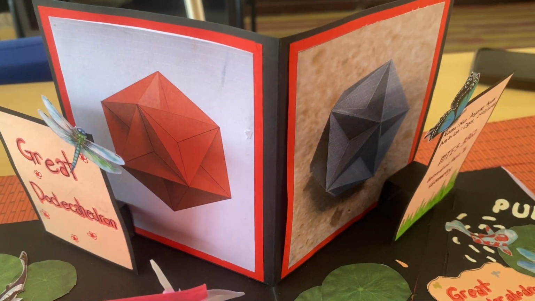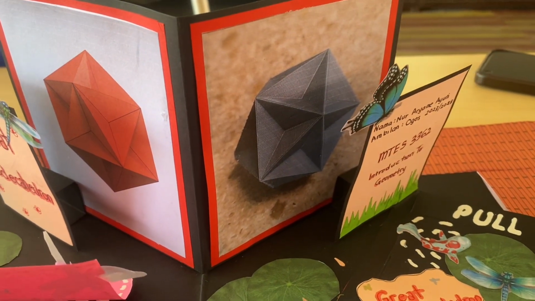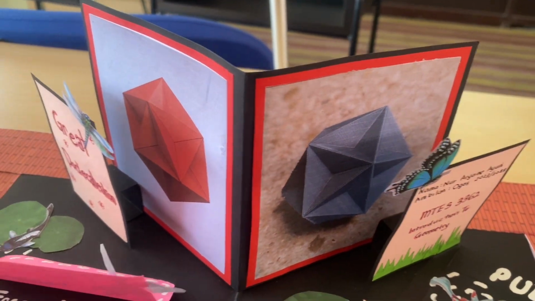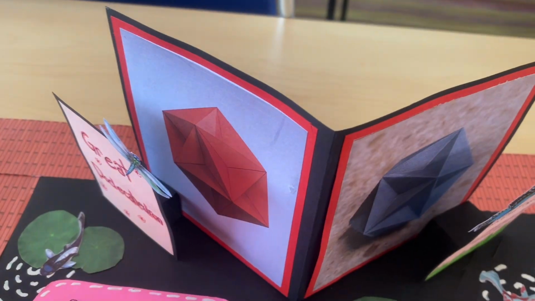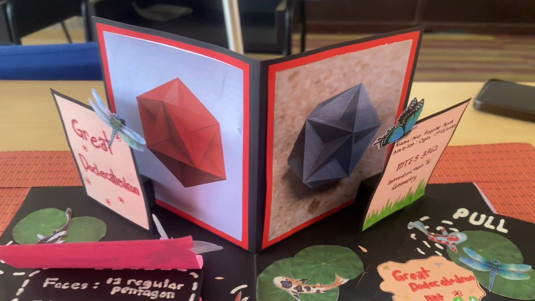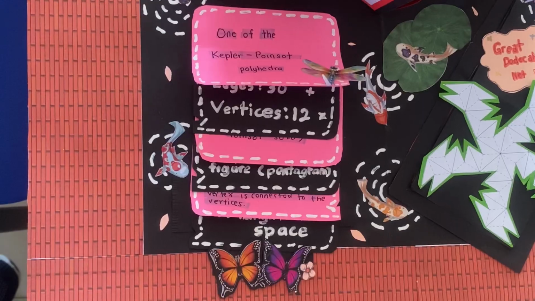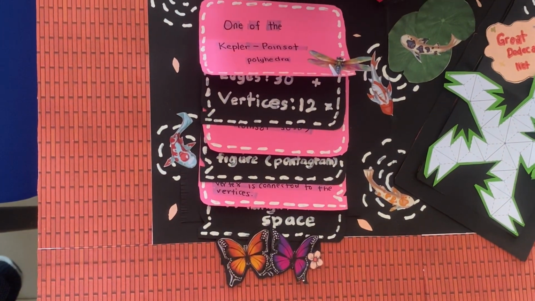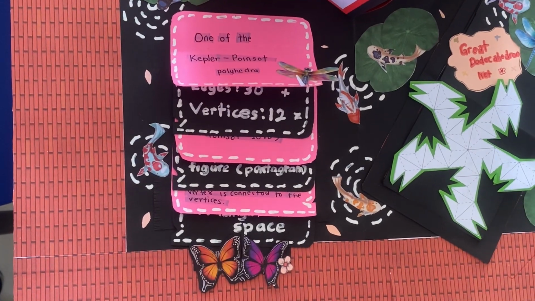Now, let's take a closer look at the structure of our pop-up book. We carefully designed it with three main interactive elements, each representing a different way to engage with the concept of the great dodecahedron. The layout is arranged in a three-panel format, left, center, and right, so that when the book is fully open, all three components are visible at once.